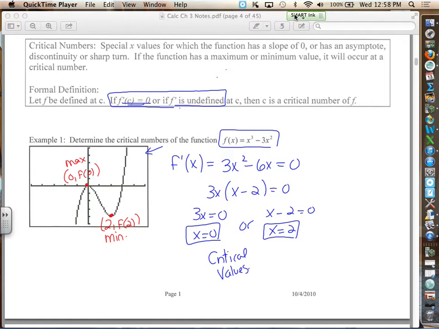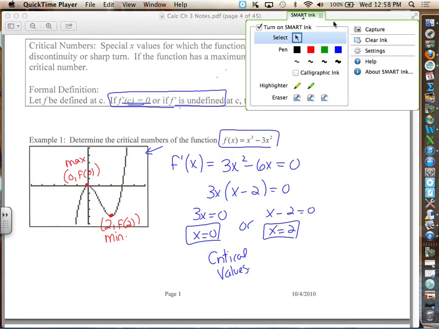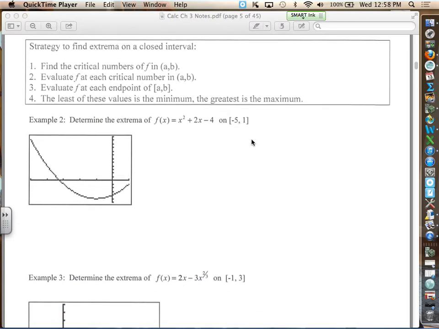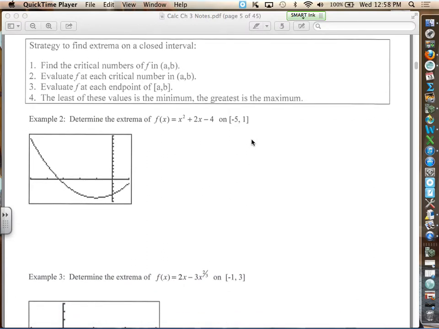All right, so let's do something with these now. Let's come up with those maximums and minimums. If I'm looking at a closed interval, that just means I'm not going to look at the entire graph, I'm just going to look at a little piece of it. For this first example, you're looking at this parabola x squared plus 2x minus 4, and I'm only looking from negative 5 to positive 1. That's the only piece that I'm going to look at on the graph.